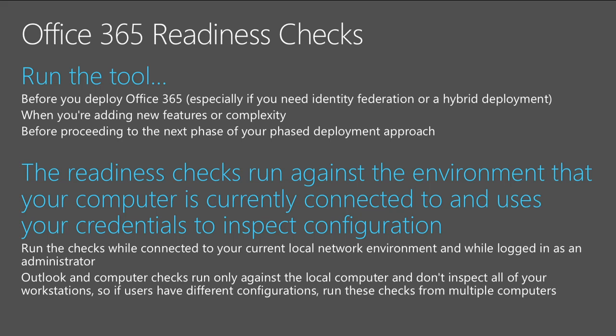The readiness checks are going to actually look at your environment based on the computer that you're currently connected to and the credentials that you're using to run the tool. So that's what it's going to use for your configuration. So ideally, we recommend, obviously, running this while logged in as an administrator. And this won't check all the workstations. So if your users have different configurations on their workstations, go to each of the different workstations and run the tool as the administrator from each of those, so you can collect all of the different configurations that you have and see if any of them have any problems or will cause problems when you're moving to Office 365.